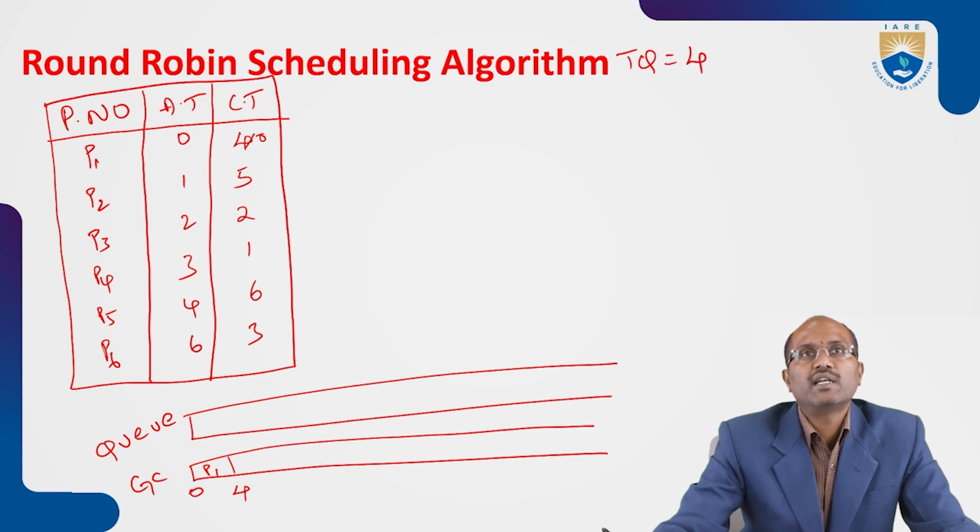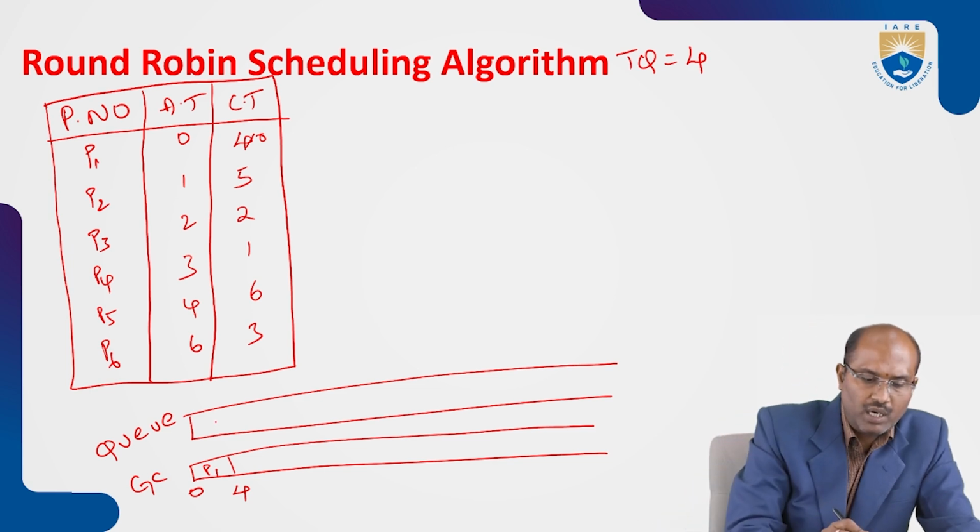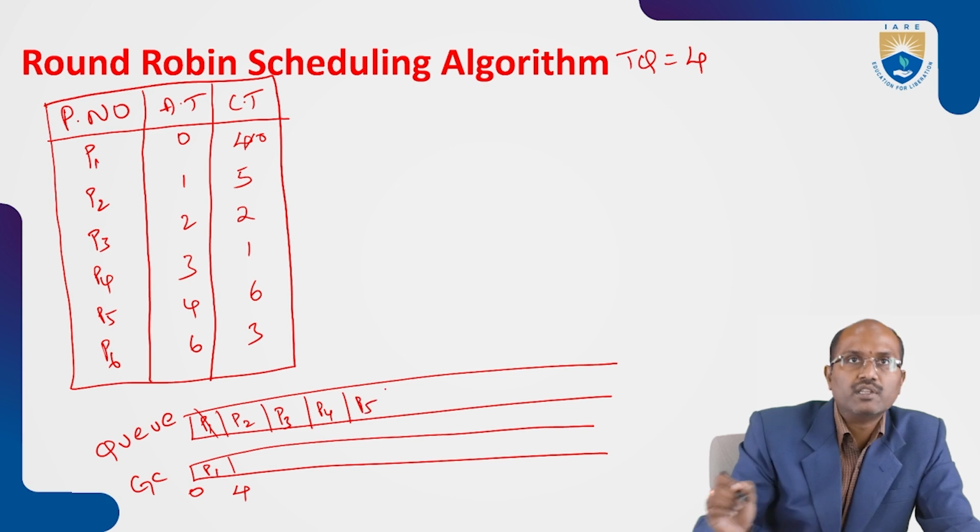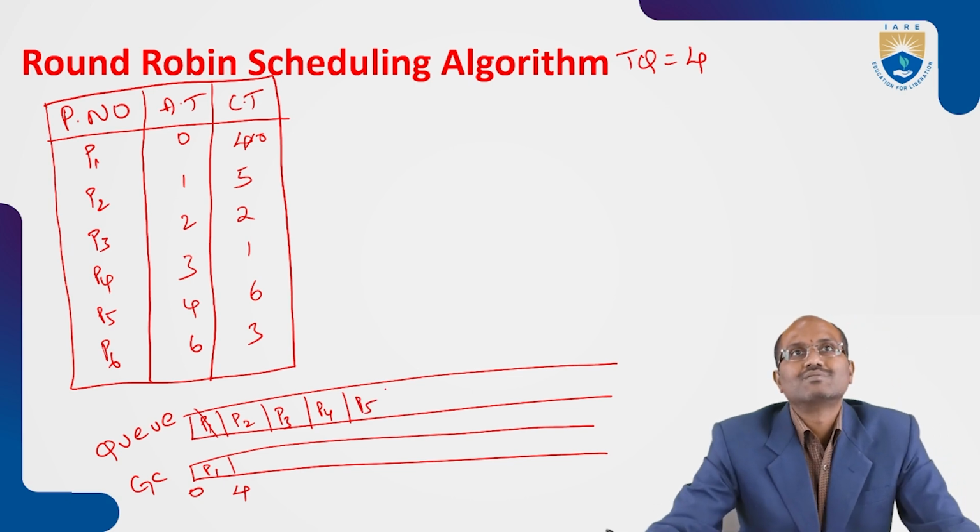What processes entered the queue? P1 comes and completes its execution in 4 units of time. What processes have arrived? P2, P3, P4, P5 have all arrived in the queue. P1 completed the execution, so P1 does not enter the queue again. It's completed.